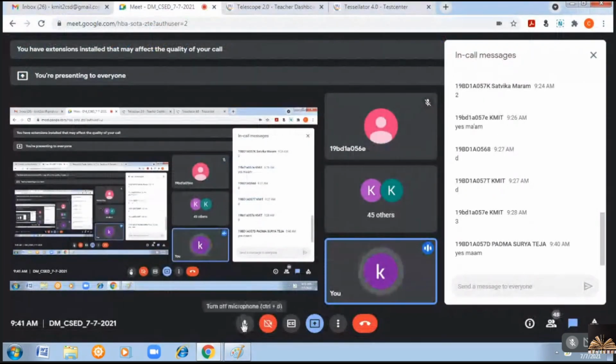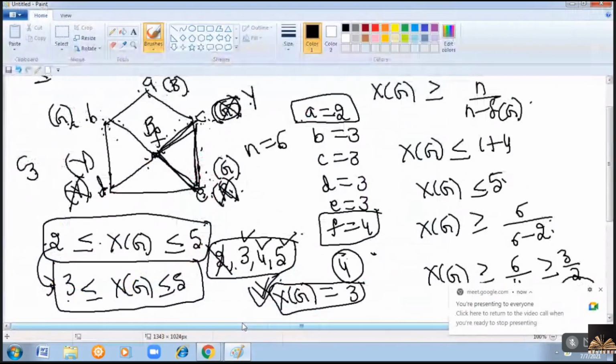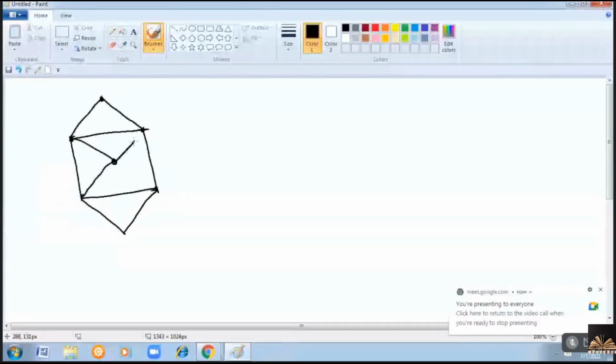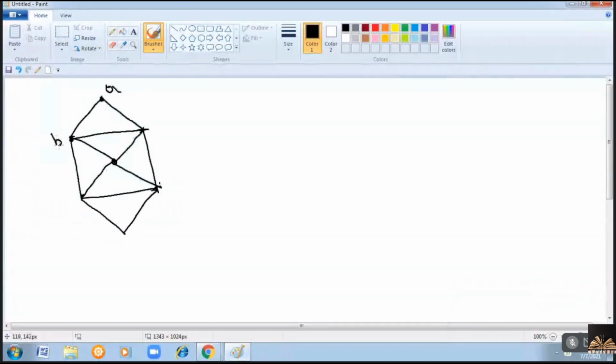Now I'll give you one graph. You find the chromatic number. Now you take this graph and let me know what is the chromatic number of this graph.